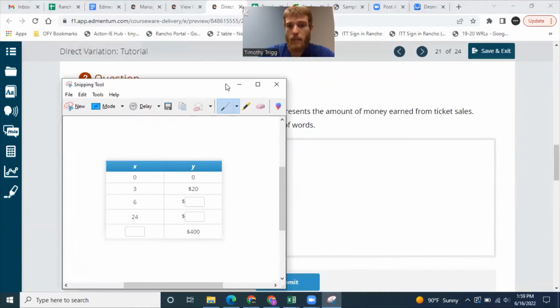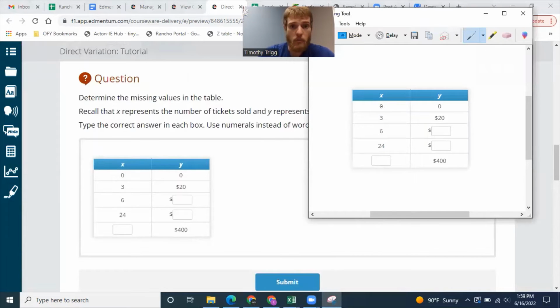So you can see here, 0 tickets costs $0. In other words, it's direct variation. It should go through 0, 0, right? Direct variation always goes through 0, 0. Also, 3 tickets cost $20. Well, we knew that already, right? They told us that. How much do you think 6 tickets would cost? Well, hopefully you could say, oh, well, that would cost $40, right? If 3 tickets cost 20, then 6 tickets cost 40.